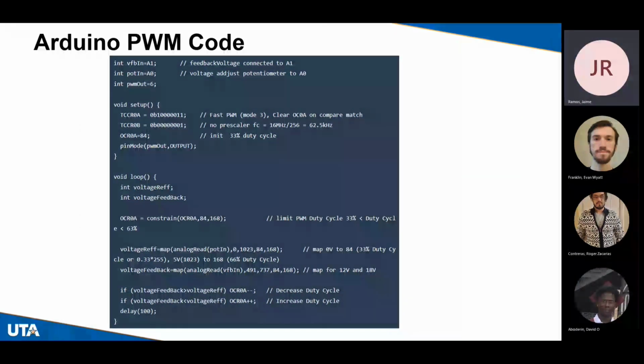Our code here is a feedback code for our buck converter. The way this works is we set a constant voltage as an input, and we run a feedback voltage at the end of our converter to feed back into our Arduino, which compares it to our constant and tries to balance it out to keep it constant and self-regulating.